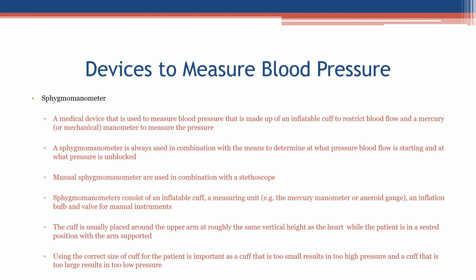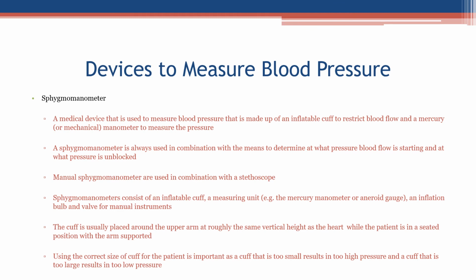Sphygmomanometers consist of an inflatable cuff, a measuring unit, for example the mercury manometer or aneroid gauge, an inflation bulb, and a valve for manual instruments. The cuff is usually placed around the upper arm at roughly the same vertical height as the heart while the patient is in a seated position with the arm supported.